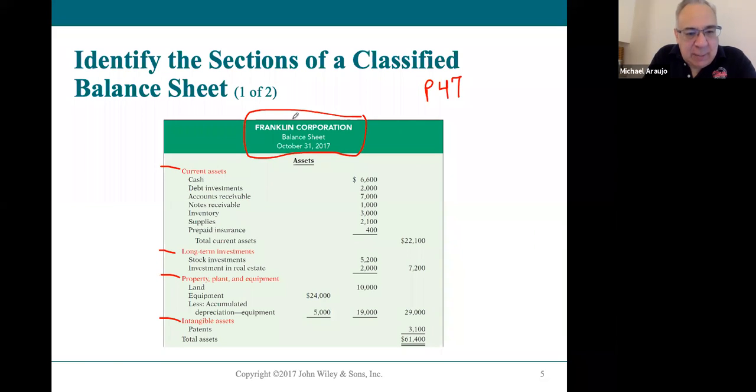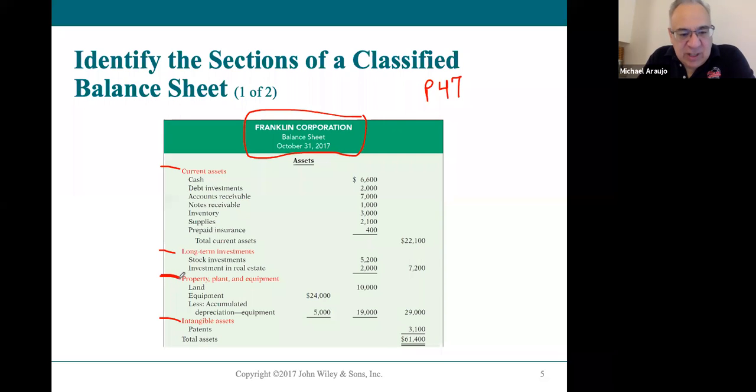This particular company, Franklin Corporation, has some long-term investments, but you will rarely see long-term investments on many company balance sheets. But a long-term investment, again, is something that the company owns, but they're not using. That's the classification. They own it for the long term, longer than a year, but they're not using it to generate any sales of their products or services.